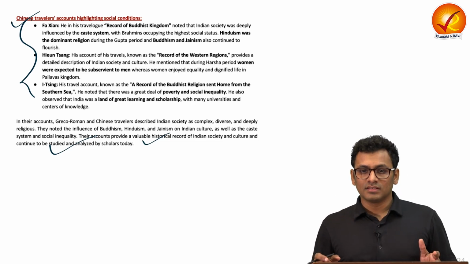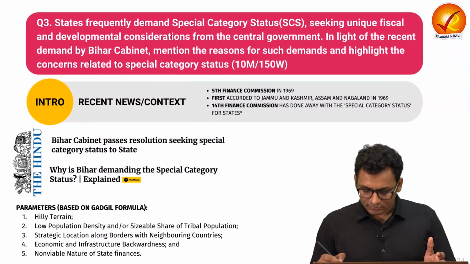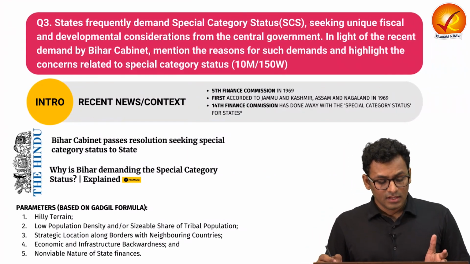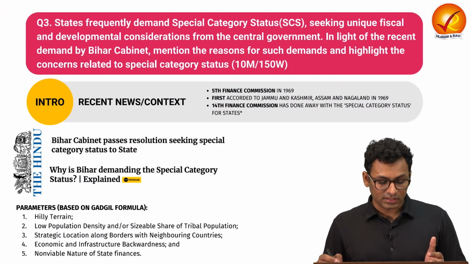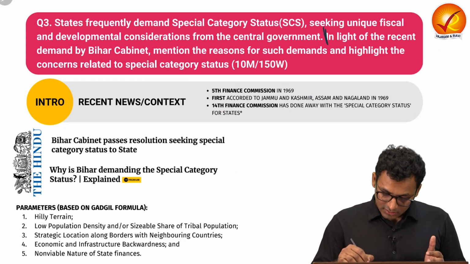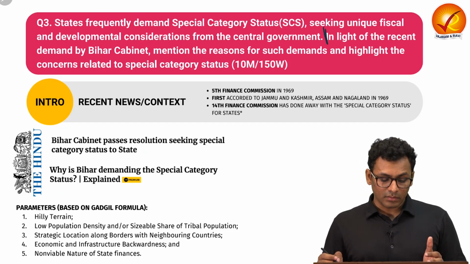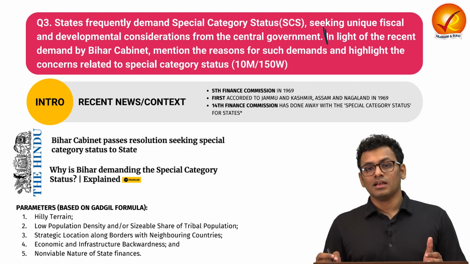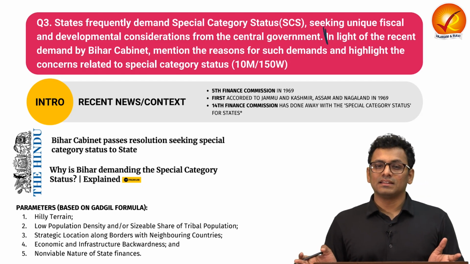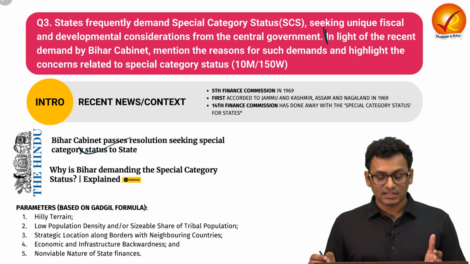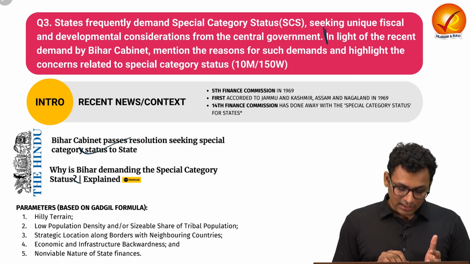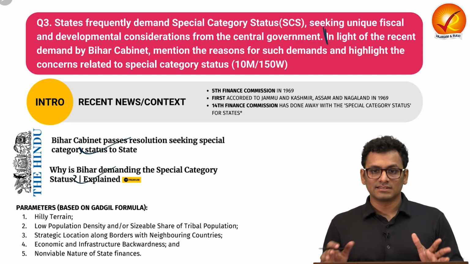Now let us see question number 3, which is a current affair based question. Let's read the question together. States frequently demand special category status, seeking unique fiscal and developmental consideration from central government. In light of the recent demand by Bihar cabinet, mention the reasons for such demands and highlight the concerns related to special category status. Now, we have seen recently that the Bihar government passed the resolution seeking special category status for the state.